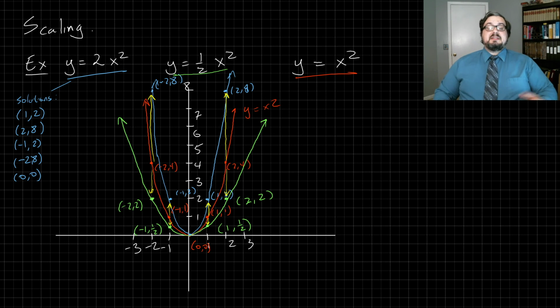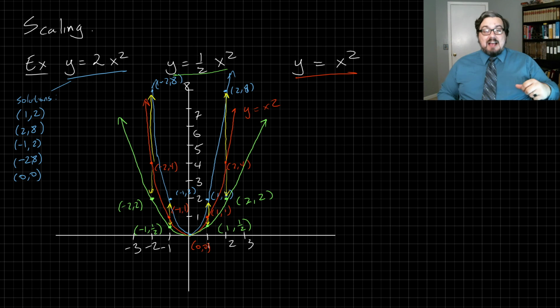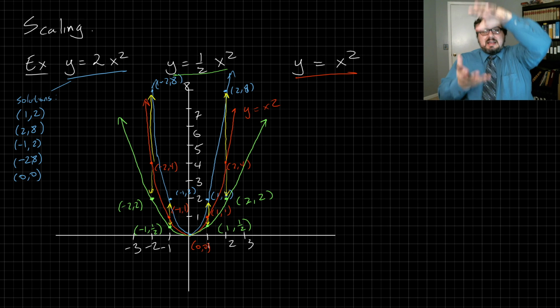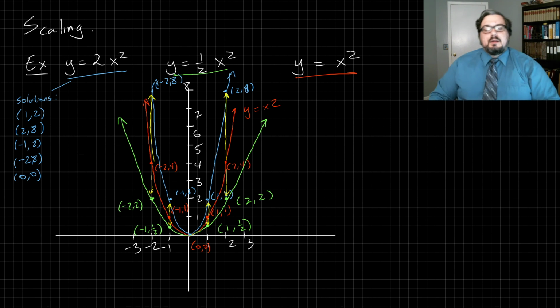And so this is what happens when you multiply a number on the outside of a function. 2 times x squared stretches the graph of the function out by a factor of 2. 1/2 times x squared compresses the function down by a factor of 1/2. And this sort of process is called scaling. And vertical scaling works exactly this way. You simply multiply the y values of the points on your graph by whatever number shows up in front, 2 or 1/2 or whatever it is.